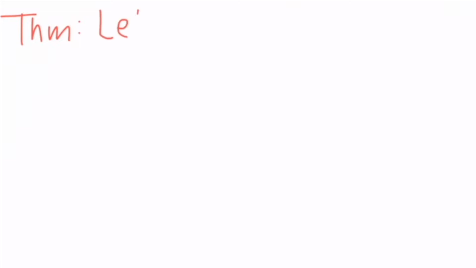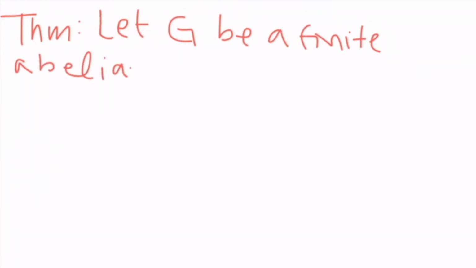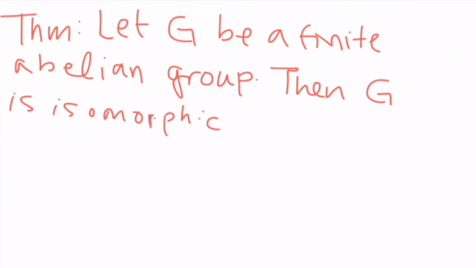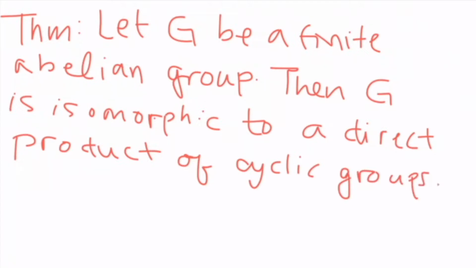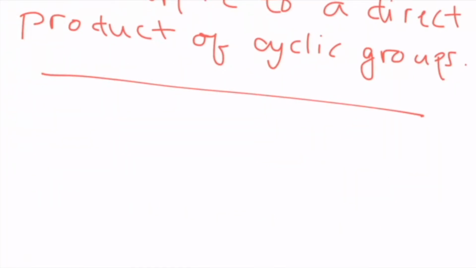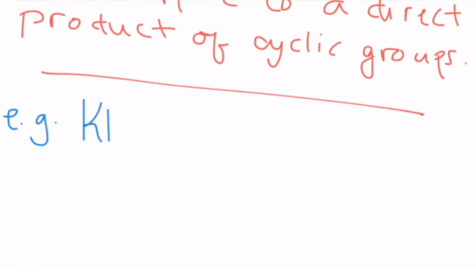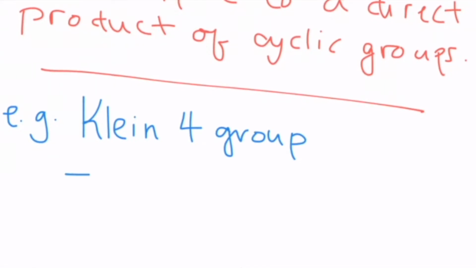Our group did our research on the fundamental theorem of finite abelian groups. Now what is that? The theorem states: let G be a finite abelian group, then G is isomorphic to a direct product of cyclic groups. Of course, this is obvious for cyclic groups, so let's examine the smallest non-cyclic abelian group.